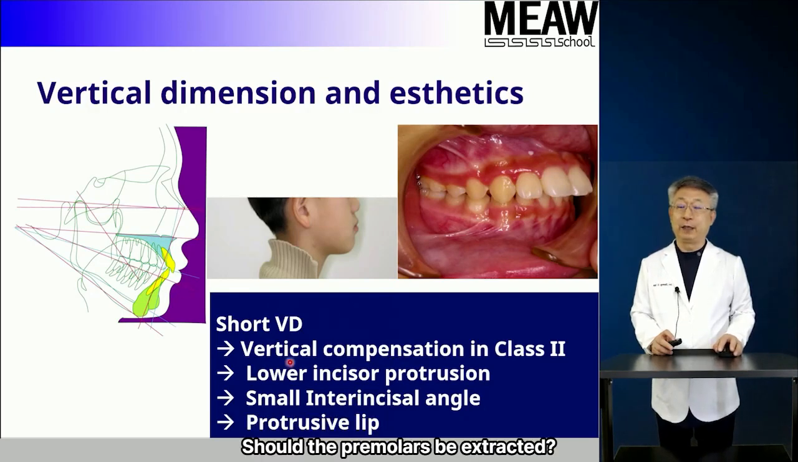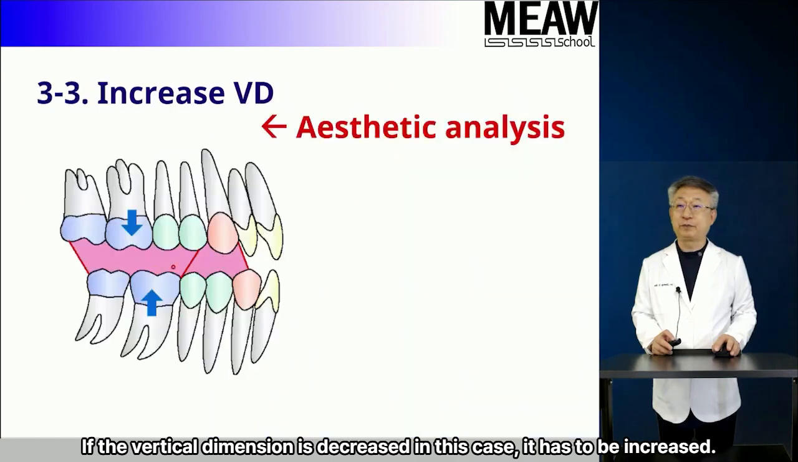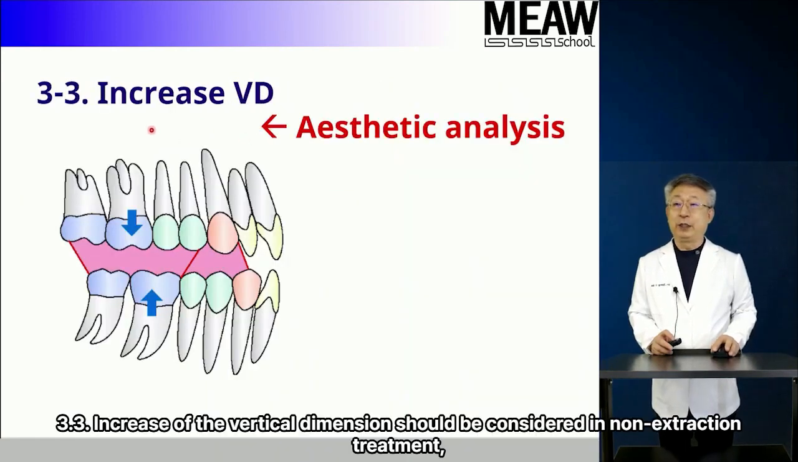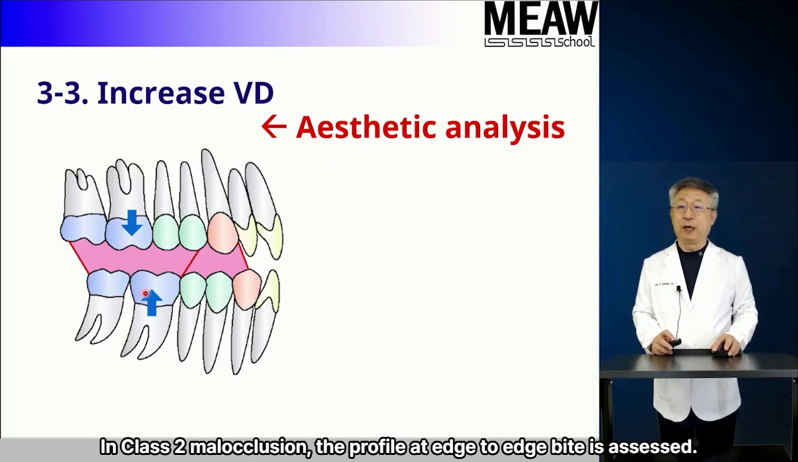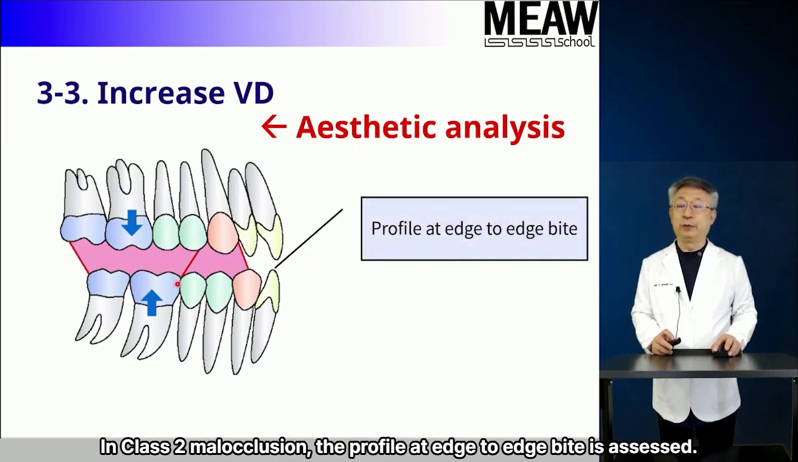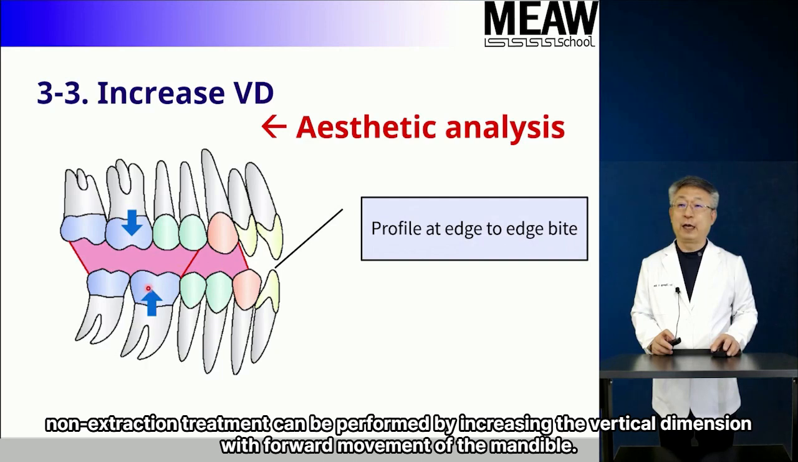Should the premolars be extracted? If the vertical dimension is decreased in this case, it has to be increased. 3. Increase of the vertical dimension should be considered in non-extraction treatment, and aesthetics should be evaluated. In class 2 malocclusion, the profile at edge-to-edge bite is assessed. If the profile is acceptable or improved, non-extraction treatment can be performed by increasing the vertical dimension with forward movement of the mandible.